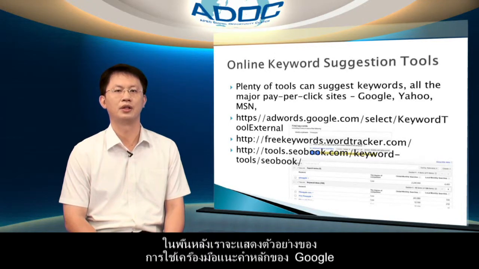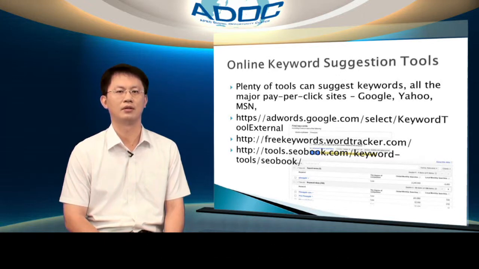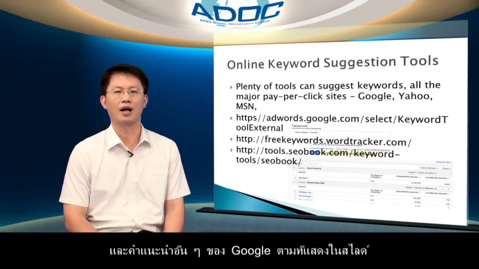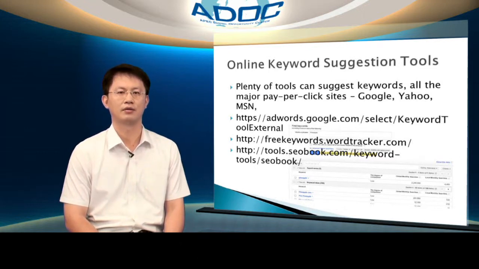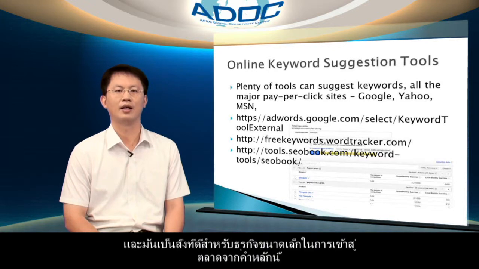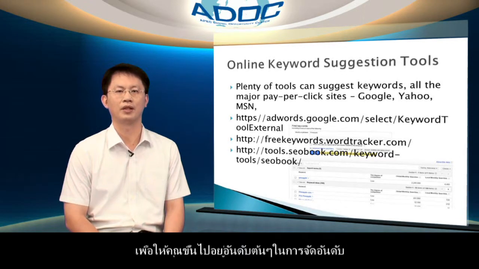In the background, we show a demo of using Google's keyword suggestion tool to search for suggestions for the keyword pineapple. You can see how many searches were made on the keyword and Google's other suggestions as shown in the slide. As you can see in the slide, pineapple is a low competition keyword, and it is good for a small business to enter the market from such keywords. Probably not too many big-time players will be competing with you to let you rise to the top in the rankings.